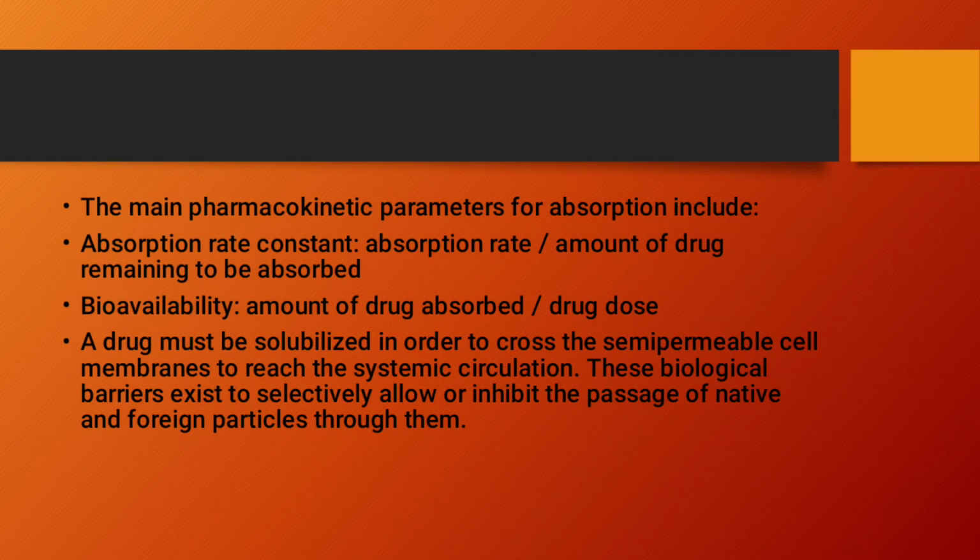The main pharmacokinetic parameters for absorption include the absorption rate constant, the absorption rate, which is the amount of drug remaining to be absorbed, and bioavailability, the amount of drug absorbed per drug dose. A drug must be solubilized in order to cross the semi-permeable cell membrane to reach the systemic circulation. This biological barrier exists to selectively allow or inhibit the passage of native and foreign particles through it.